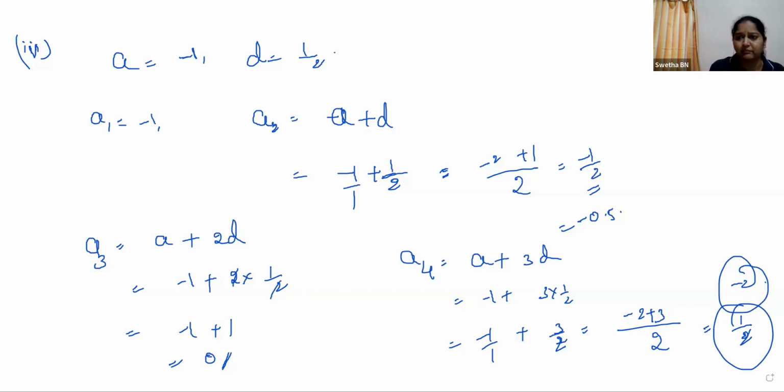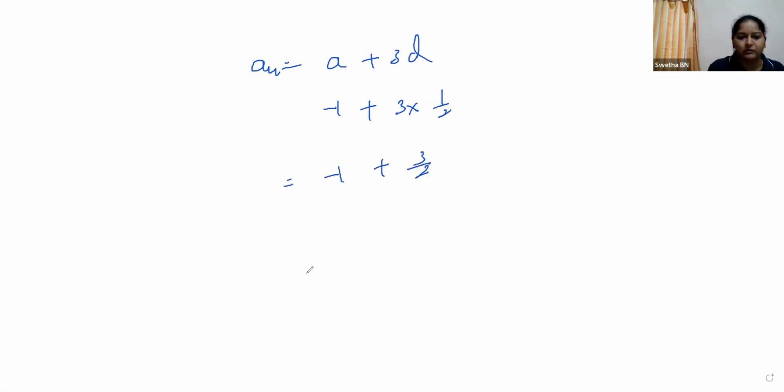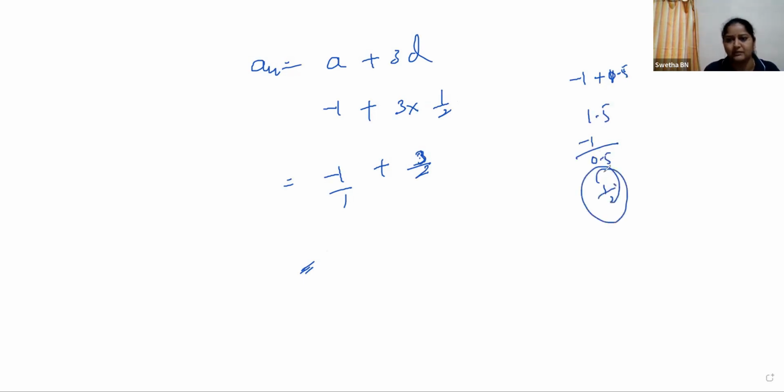I will explain how to simplify this. See, A4 is equal to A plus 3D. What is A? Minus 1, no? Plus 3 into 1 by 2. So both of you listen carefully. If you keep this in decimal form, no problem. You will get 1.5, no? So 1.5 minus 1 means you will get 0.5. 0.5 is nothing but 1 by 2, right?